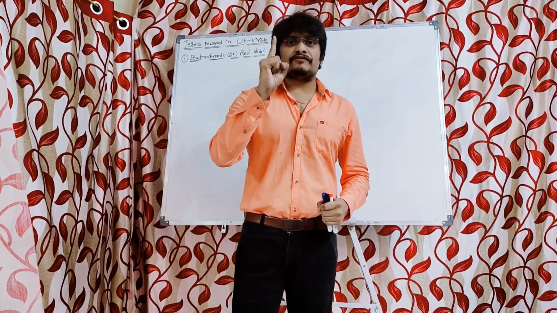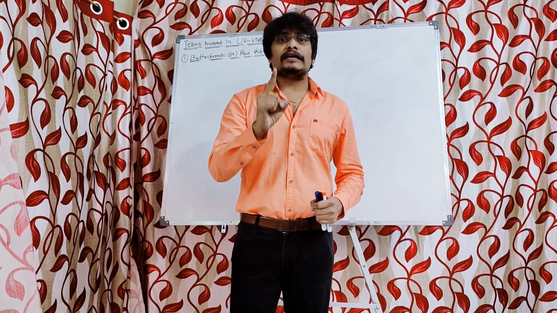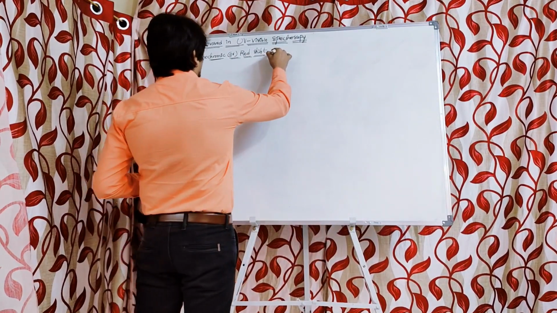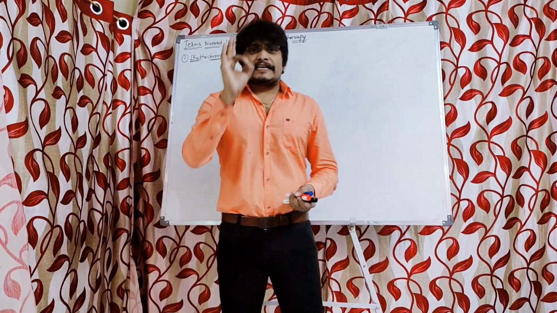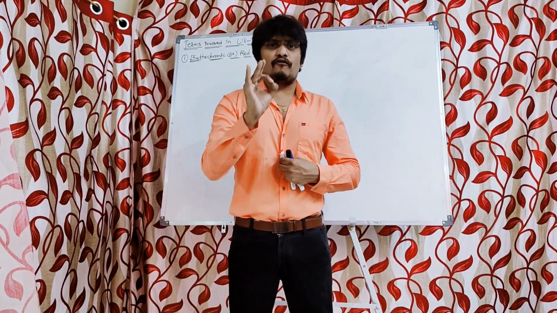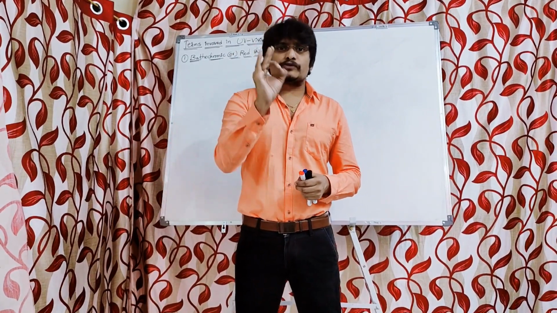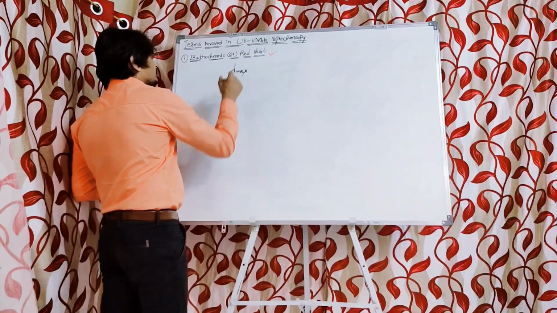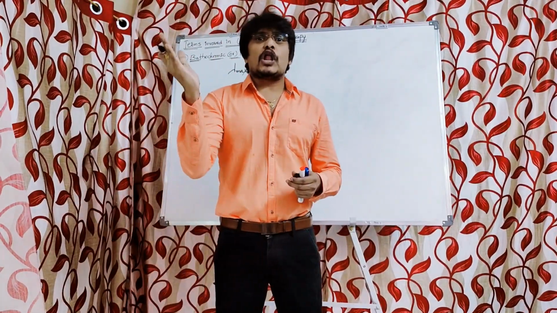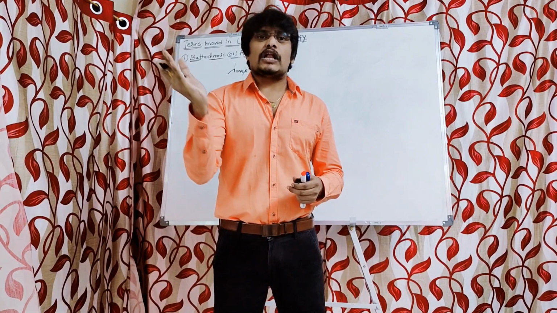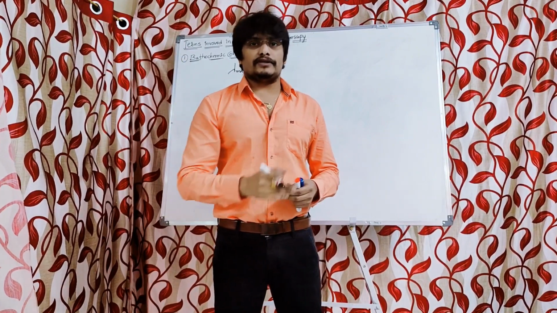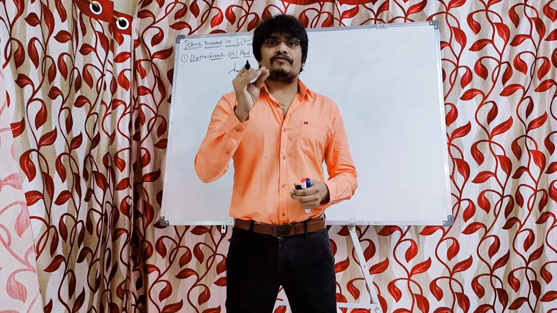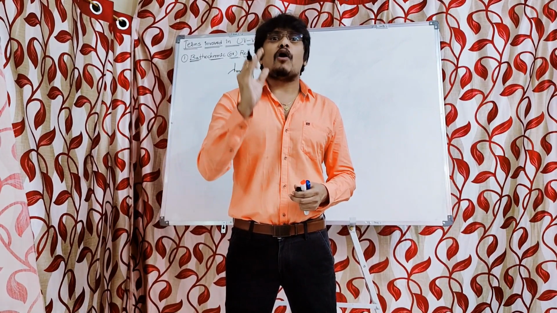Now let us start with the first one, that is the bathochromic or red shift. What is a bathochromic or red shift? This is an effect by virtue of which the absorption maximum, that is lambda max, of the molecule shifts towards a longer wavelength.